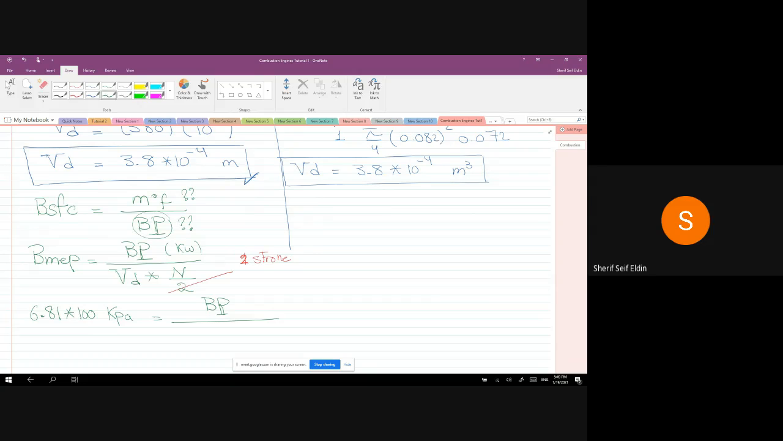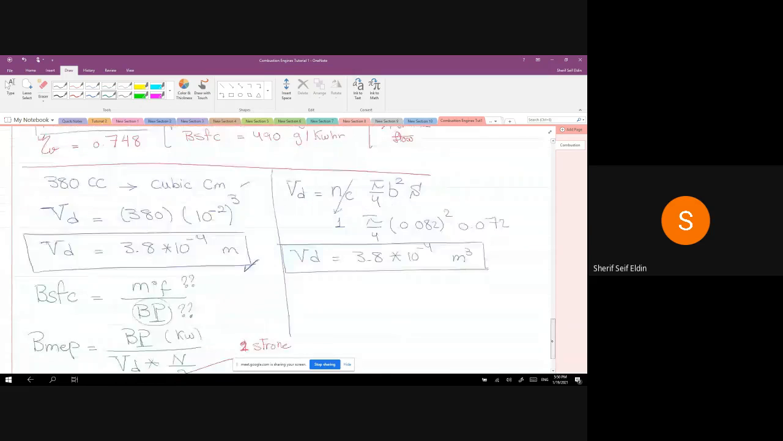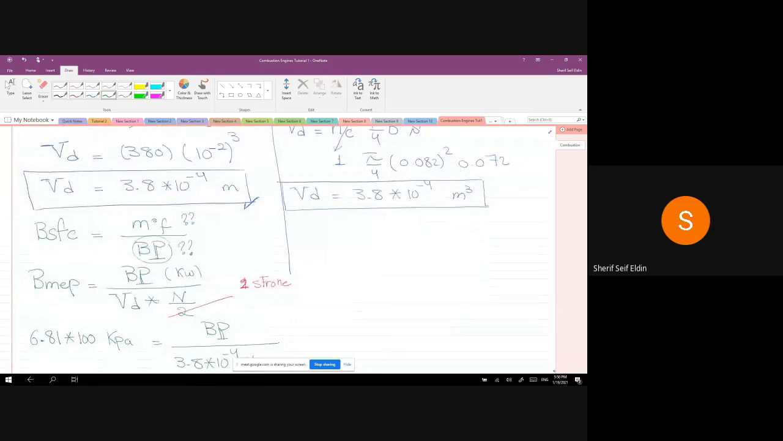So displacement volume multiplied by N. Then N here is 5,500 revolution per minute.